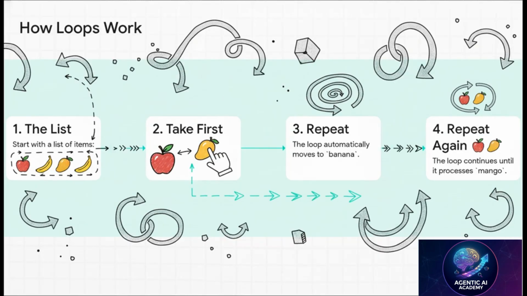But what about doing the same task over and over again? Well, for that, we use loops. Instead of writing the code out for every single item on a list, we just tell the computer, hey, for every item here, do this action. This is how an AI can process huge amounts of data so efficiently.